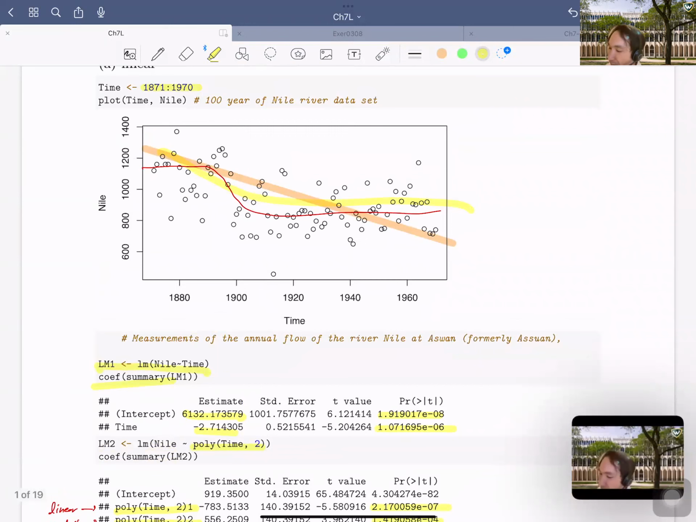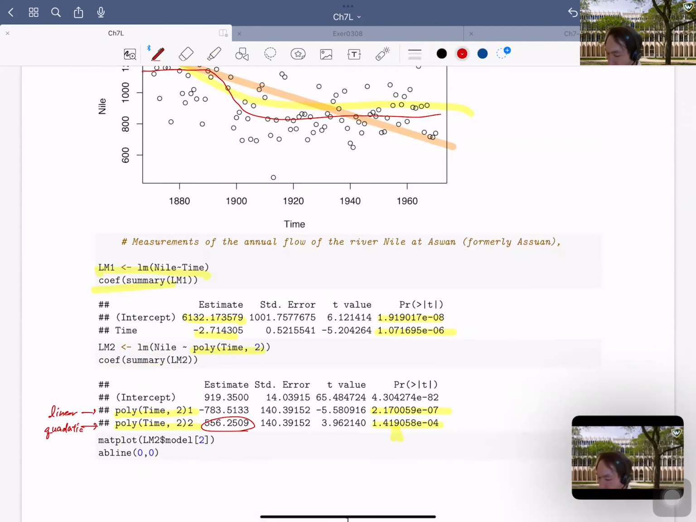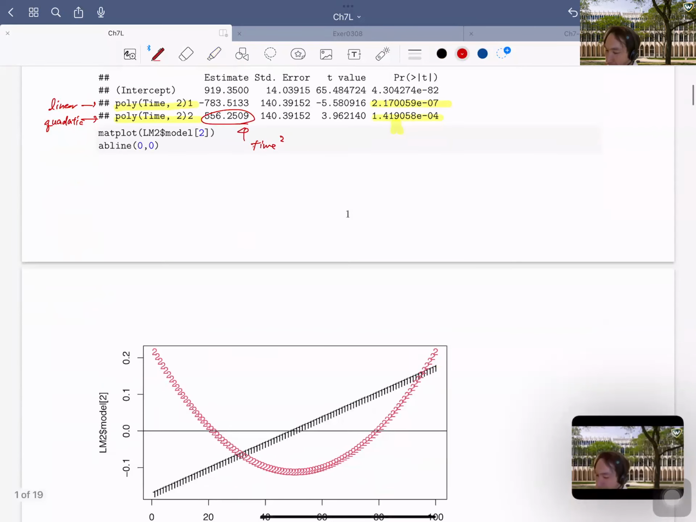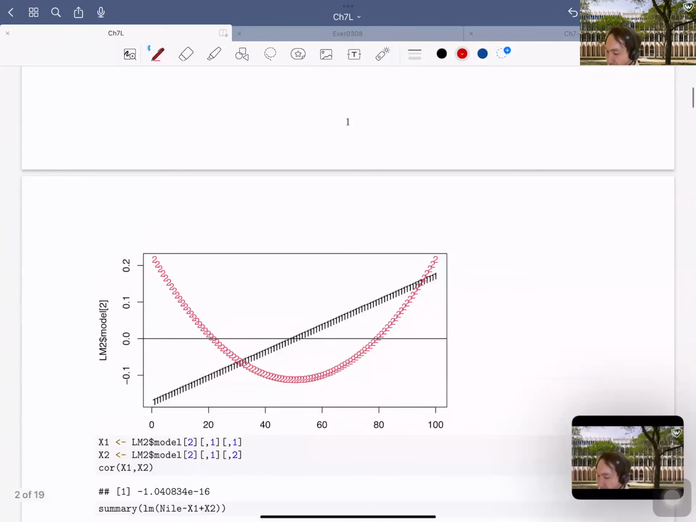So probably we have some curvature in this, and this coefficient is positive, and this one basically has the x squared term, time squared. So actually we have some convexity like this. And these two components are actually these two, so you can see that this and this may be orthogonal.